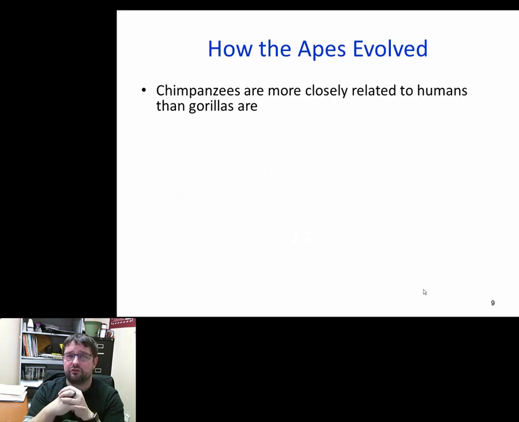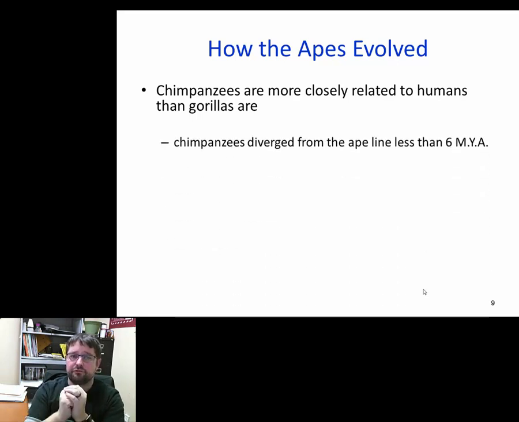And based on genetic evidence, and blood chemistry and protein analysis and things like that, chimpanzees are more closely related to humans than gorillas are. In fact, we think that chimpanzees diverged from the ape line less than 6 million years ago. Most estimates are somewhere around 4 million years ago, maybe 5 million years ago. The chimpanzee line diverged from the ape line.